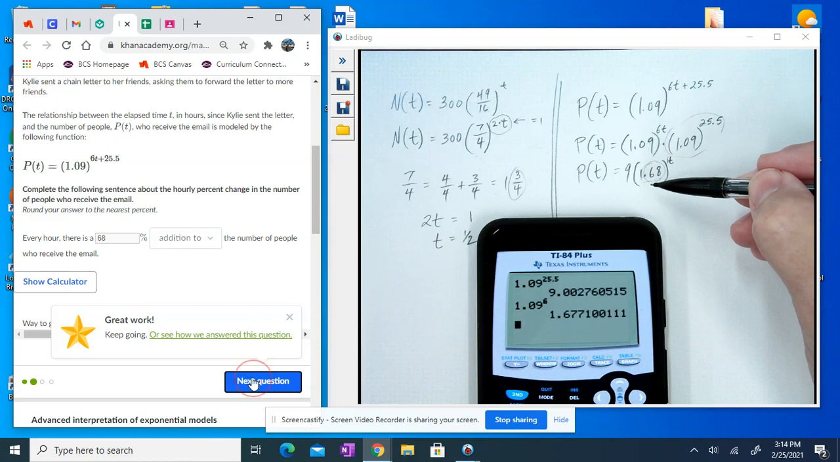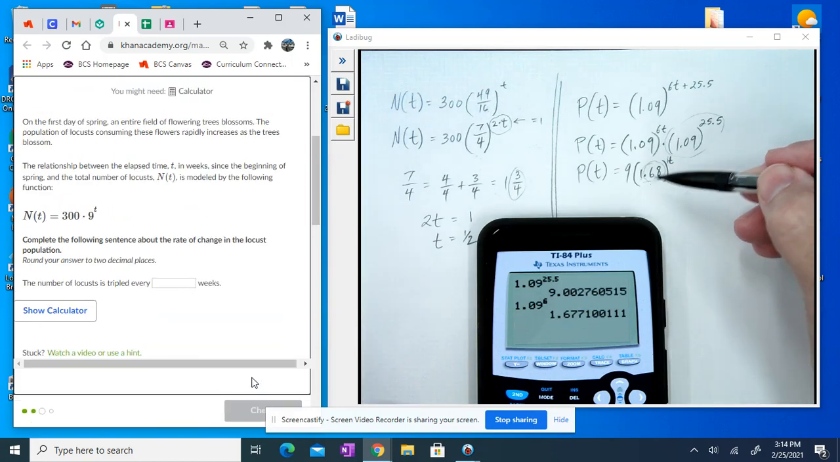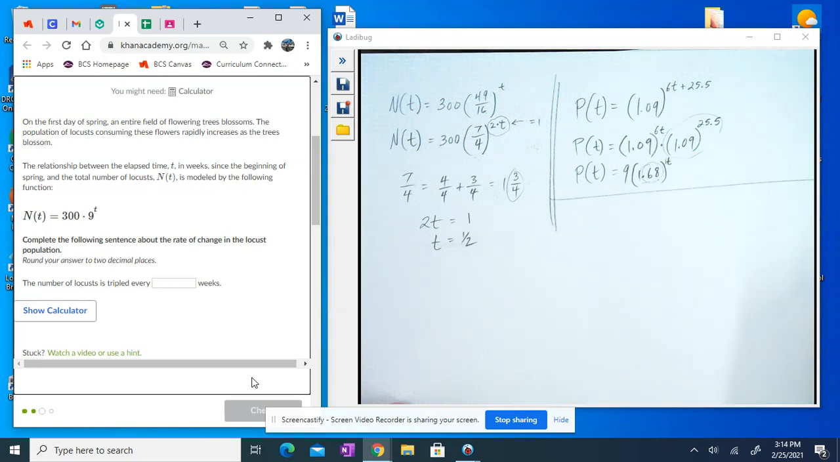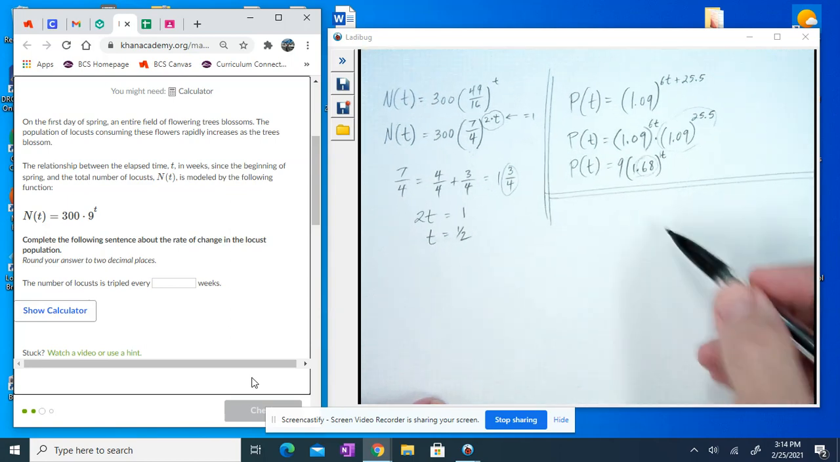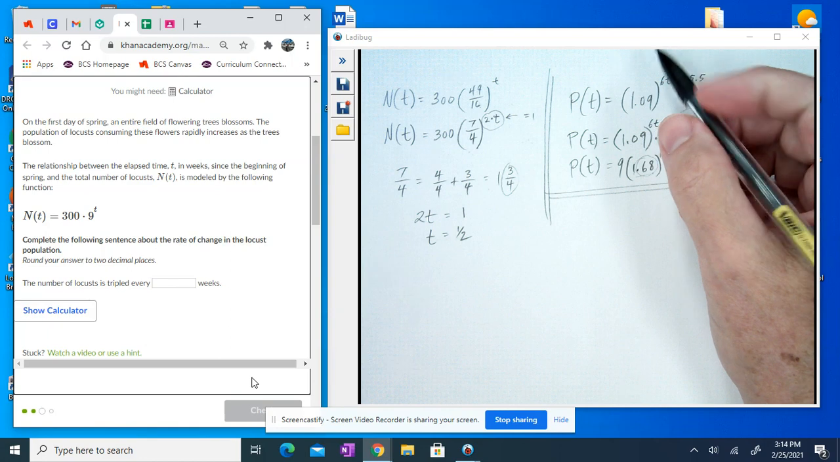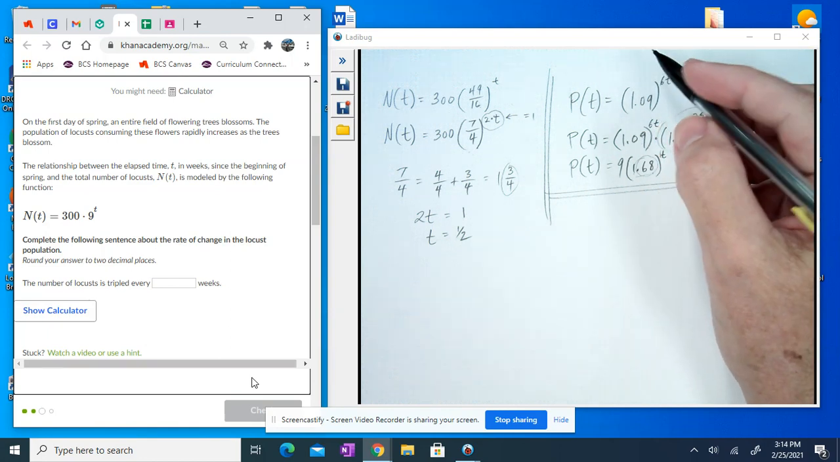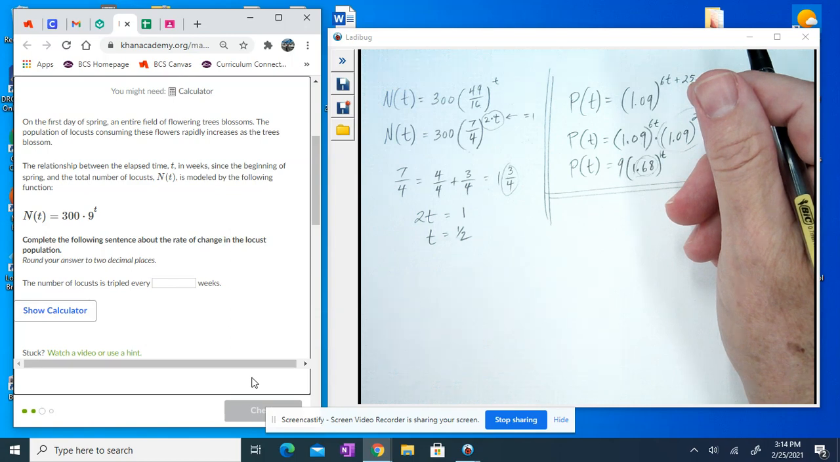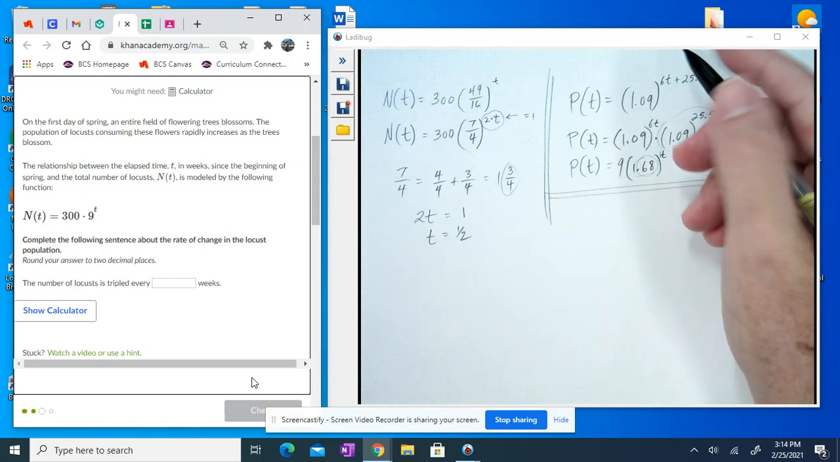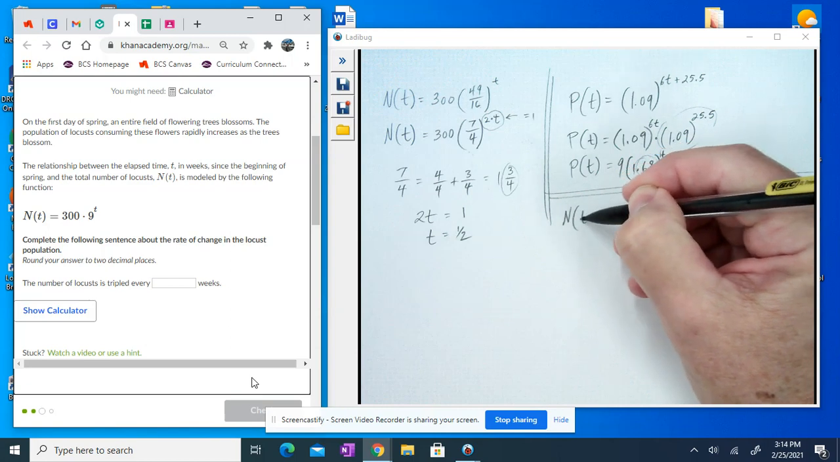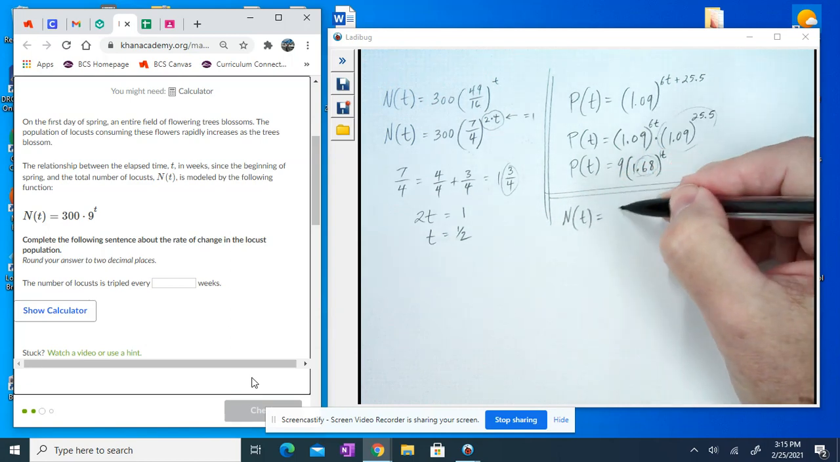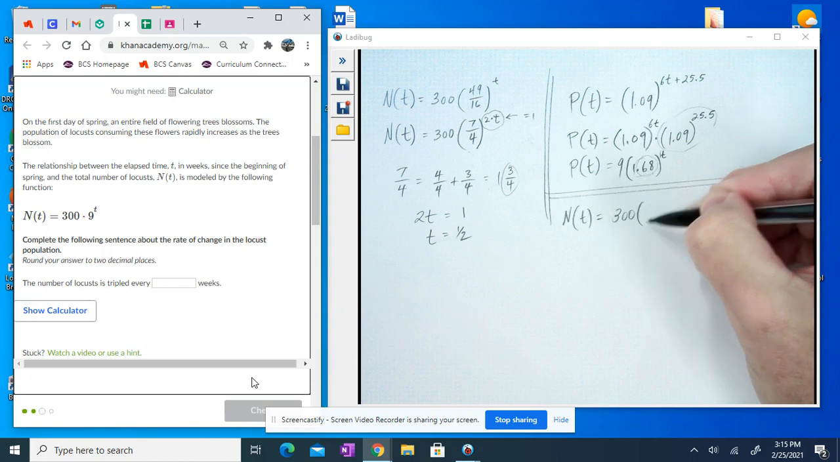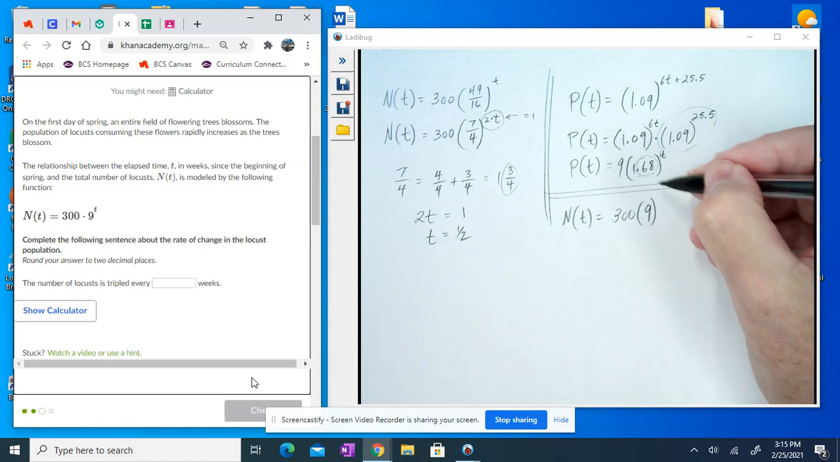Okay, let's try another one. I'll do this one down here. On the first day of spring, an entire field of flowering trees blossoms. The population of locusts consuming these flowers rapidly increases as the trees blossom. The relationship between the elapsed time t in weeks since the beginning of spring and the total number of locusts, n of t, is modeled by this function. N of t equals 300 times 9 to the t.